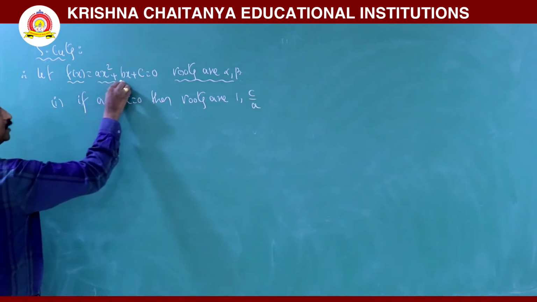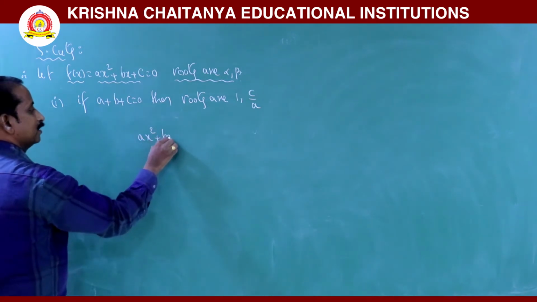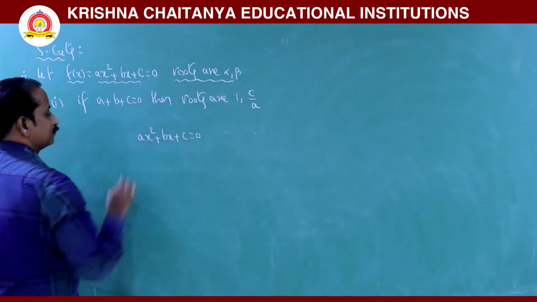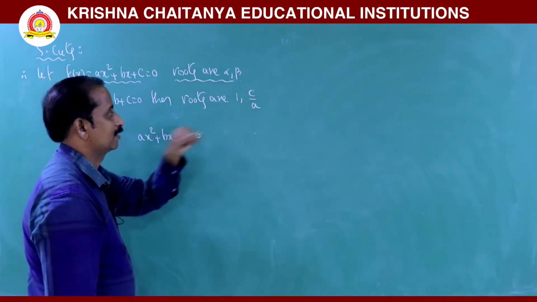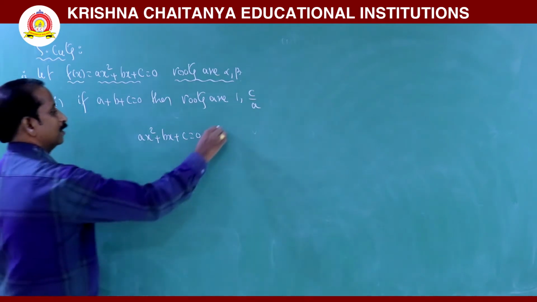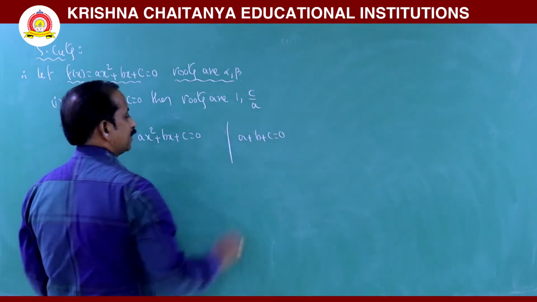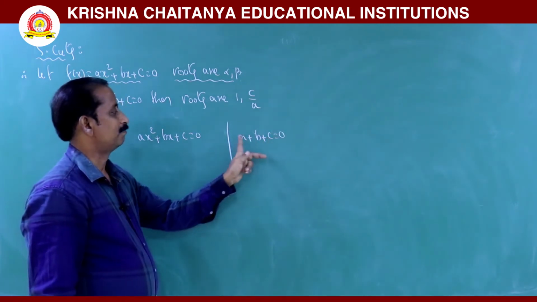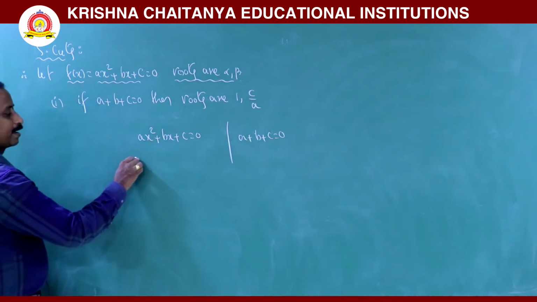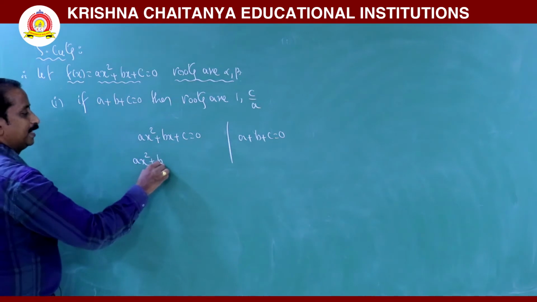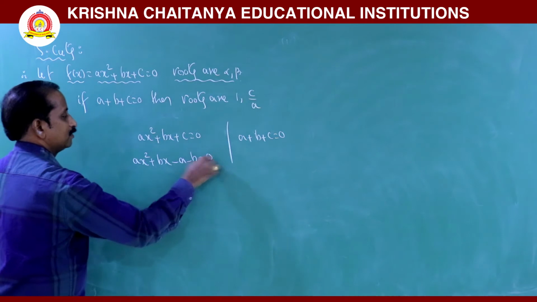Given the quadratic equation ax square plus bx plus c is equal to 0, if a plus b plus c is equal to 0, we show that the roots are 1, c by a. So if a plus b plus c is equal to 0, just replace c by minus a minus b in this equation. Now a times x square plus b times x, instead of c I can write minus a minus b, is equal to 0.